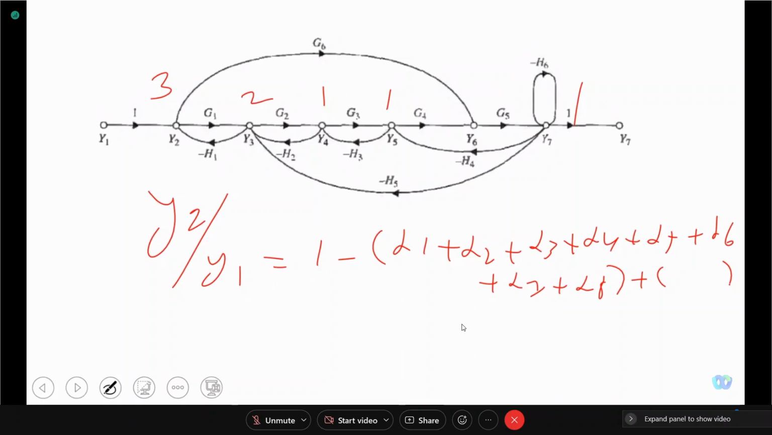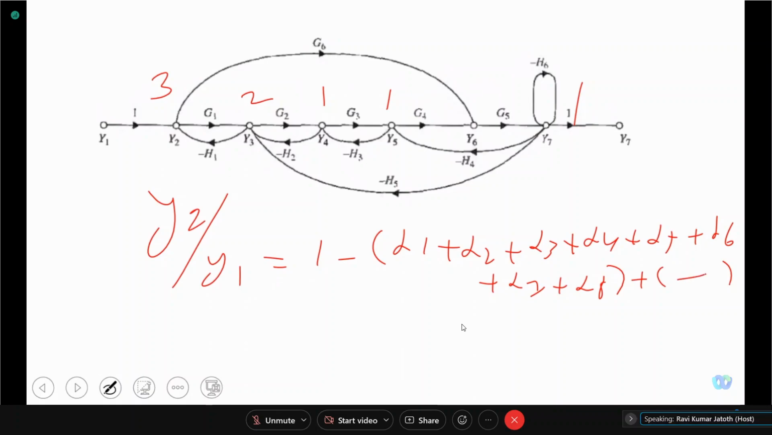You can consider L1, L2. Check it out. L1, L3. Check it out. L1, L4. Check it out. L1, L5. They should not share the same common node. Then they are called two non-touching loops. Okay. L1, L6, L1, L7, L1, L8.